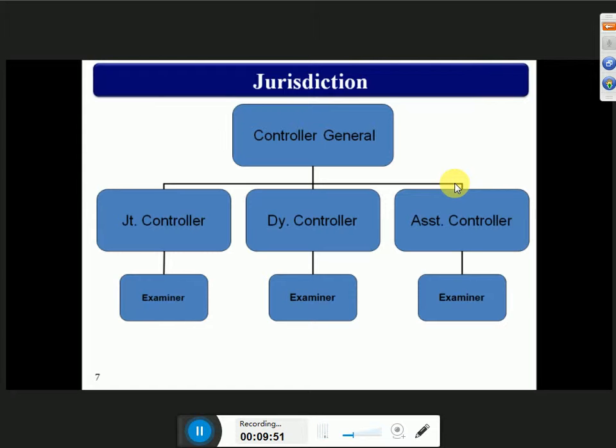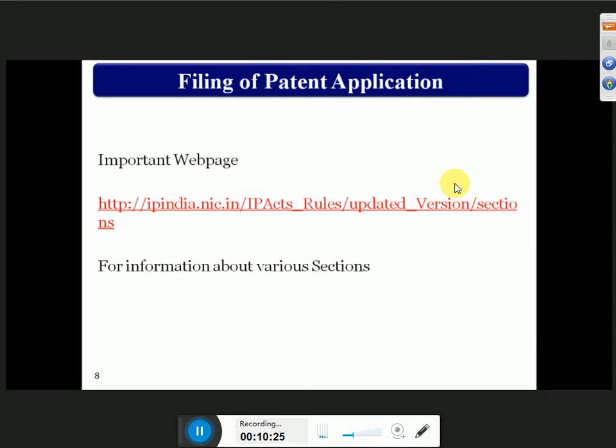Controller General of Patent Office. From that it goes to the joint controller, deputy controller, or assistant controller. There are three sub officers, and they decide the panel of examiners based on the subject matter with which you filed the patent. So your patent application goes to the patent office, and from there it is decided which panel of examiners is suitable for you after your patent application gets examined.